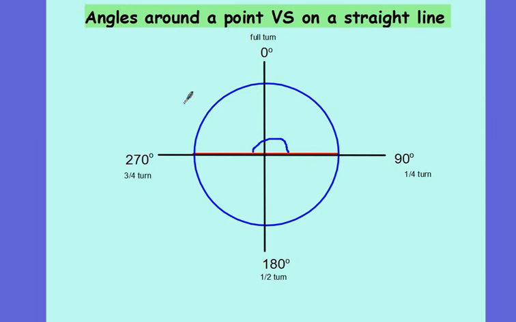Okay, Year 9, let's talk about angles around a point versus on a straight line. Here I've got a point and I've got 360 degrees all the way through. If I spun all the way around on the spot, I'd be turning through 360 degrees. So what's the angle on a straight line going to be? Ryan, help me out. What's this bit going to be, which is half of it? I'm just turning halfway. The angles on a straight line add up to 180 degrees.